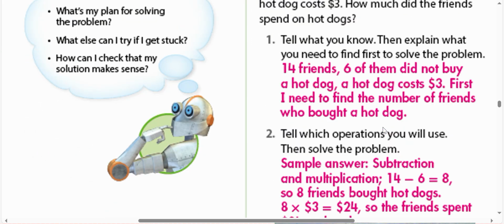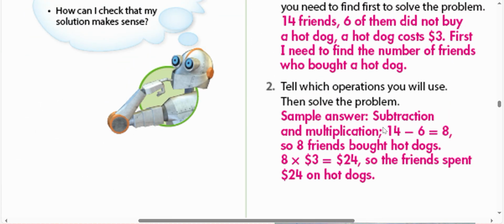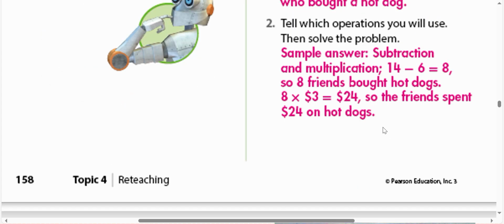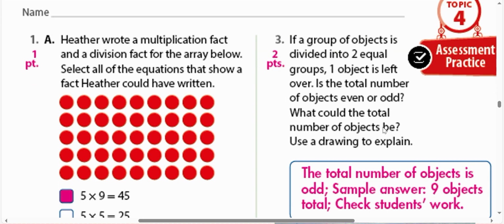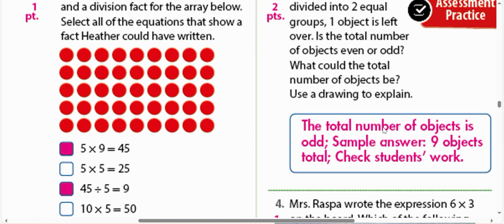And find the answer here. You can find the subtraction between the numbers. 14 minus 6 equals 8, and 3 times 8 equals 24. In this example we have the product 5 times 9 equals 45. 5 rows, each row contains 9 elements. And the total will be 5 times 9, 45, and the equation also 45 divided by 5 equals 9.